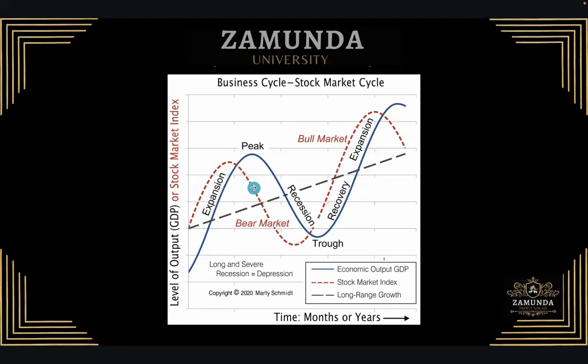This would be the market cycle, and this would be the economic cycle, which goes from expansion, peak, recession, recovery, and then back to expansion. If you look at these two lines, you can see that the stock market leads. The economy follows what the stock market is doing. So looking at the stock market is a good indication of what the economy could possibly be doing.